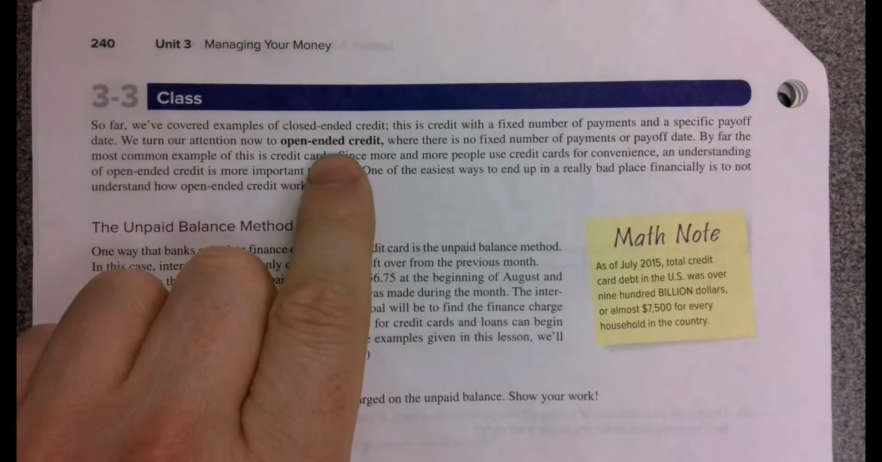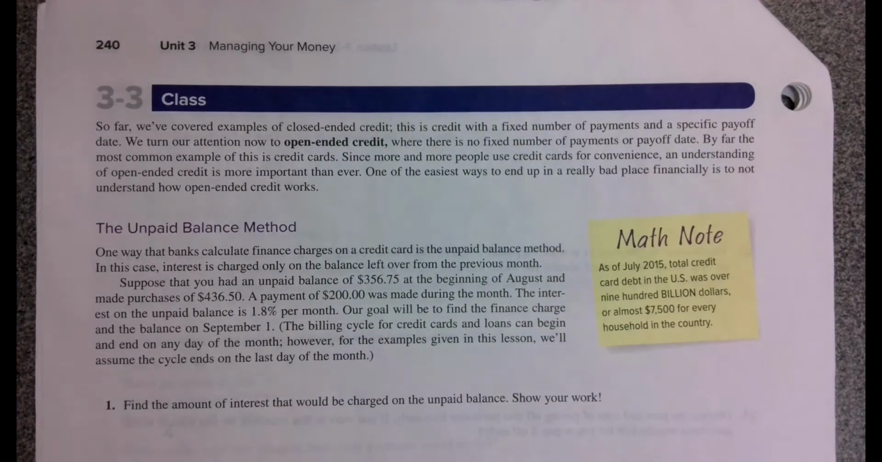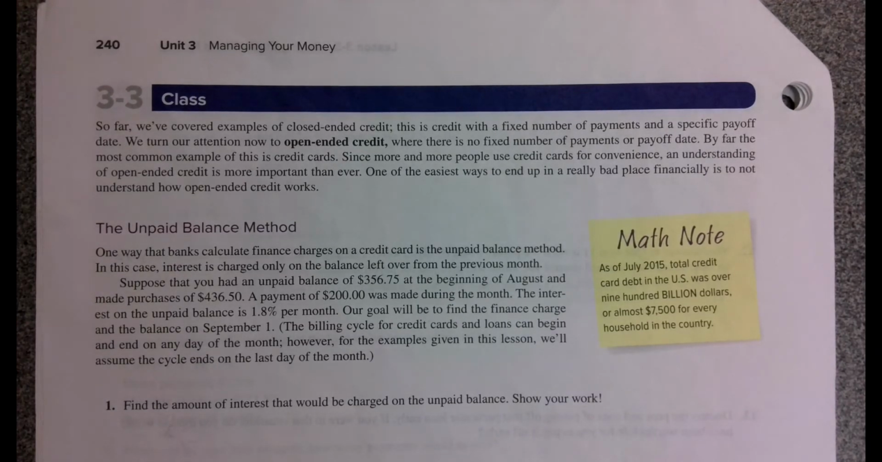What we're going to look at now is this notion of open-ended credit, which is a credit card, meaning there aren't a fixed amount of payments, and you can just swipe that card whenever you want until you've reached your limit. And then typically there's some sort of minimum payment you have to make along the way.